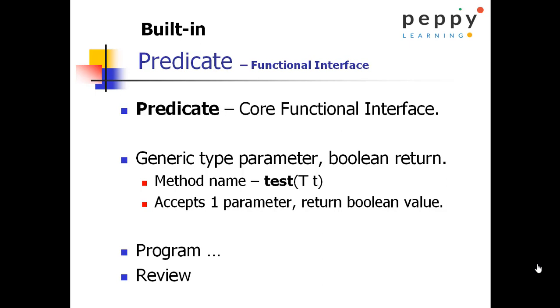It has a method named test. It takes a parameter and returns a Boolean value. It is widely used in the Stream API. It is used to filter the information. It uses generic types as an input. Let us see a program and review it again.